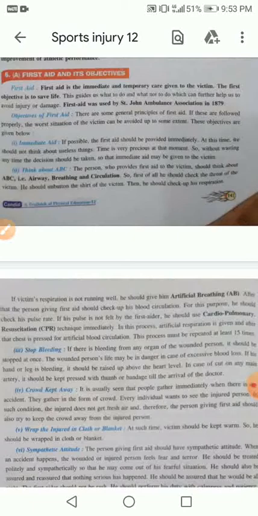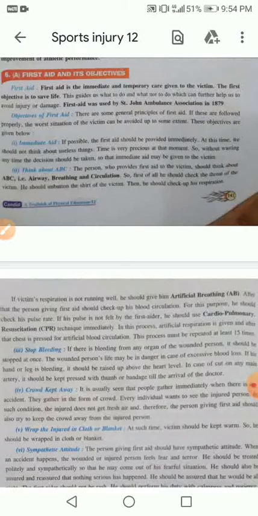First is immediate aid. If possible, the first aider should provide immediate aid. At this time, we should not think about useless things. Without wasting time, decisions should be taken so that immediate aid may be given to the victim.